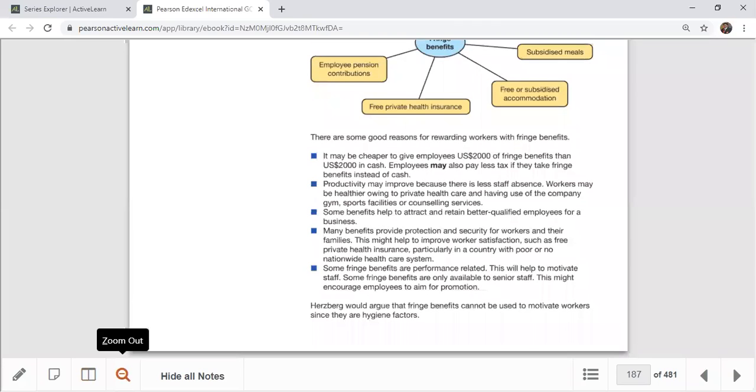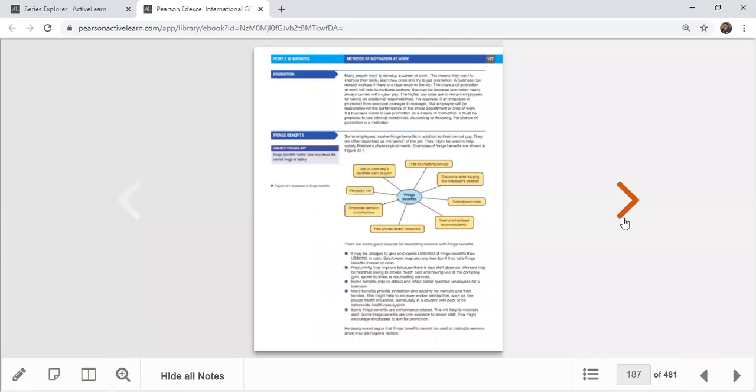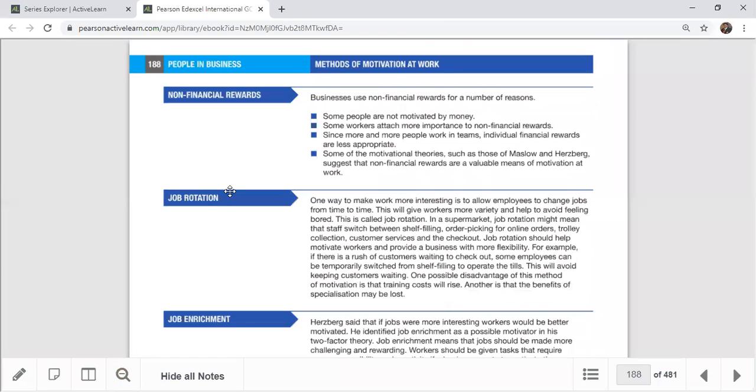By offering fringe benefits, according to Herzberg, fringe benefits cannot be used to motivate workers since they are hygiene factors. That means you must provide these factors in order to retain people in the organization. Right. Okay, now next part, you can see the non-financial reward starting from here.